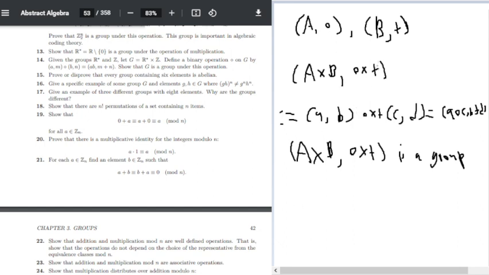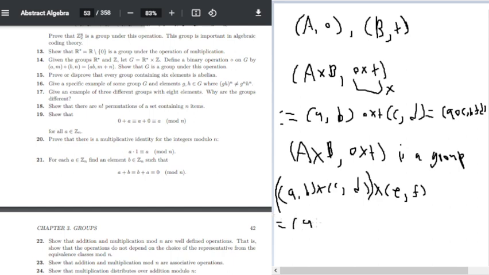In this case, I'll give a formal proof. I will just call this operation times for now. So, (A, B) times (C, D) times (E, F). First, we do that, and we get (A composed with C, B plus D) times (E, F), which equals (A composed with C composed with E, B plus D plus F).